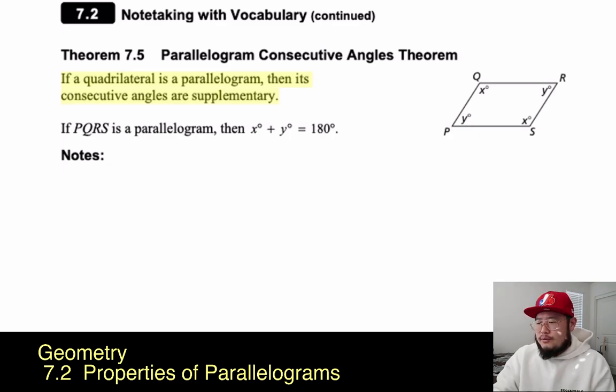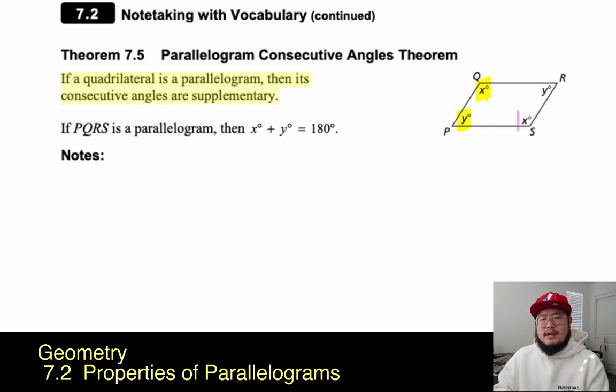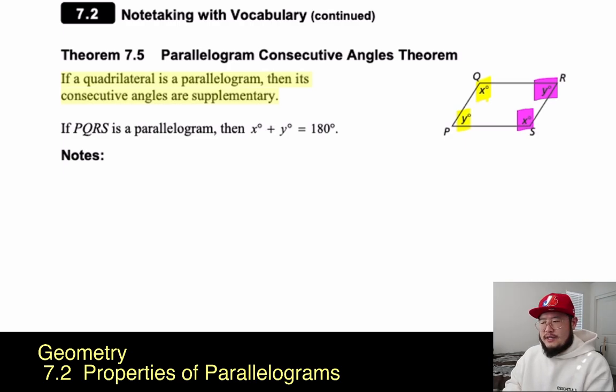So what they're saying here is that angles Q or X and Y right there, those are consecutive angles. They are supplementary. Y and X, those angles right there are supplementary. And even across the top, right, I can say that angle Q plus angle R, those two as well are supplementary. They equal 180. And so do the ones down below. Angles P and S also equal 180 degrees.